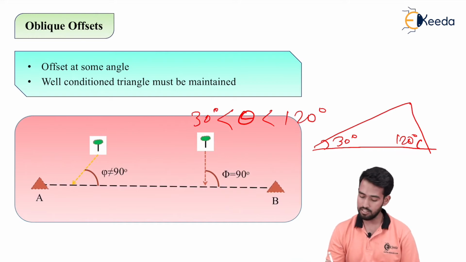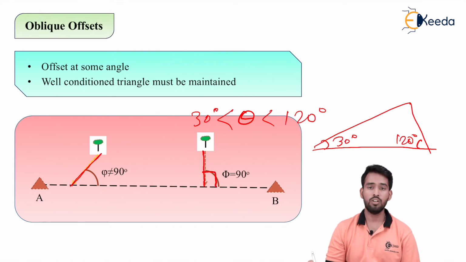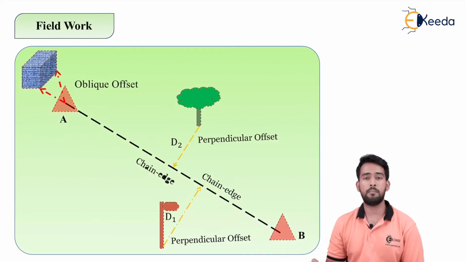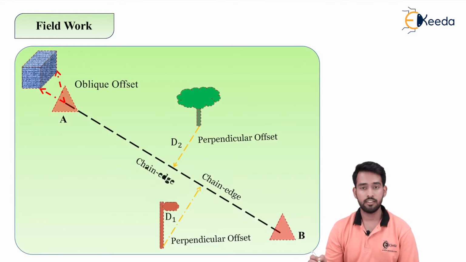Now we can see AB is your baseline. From AB we have drawn an offset at an angle not equal to 90 degrees. So it is known as what? Oblique offset. And here we have drawn an angle equal to 90 degrees. That is known as your perpendicular offset. So we have to mark two trees by using offsets. Moving on further, here I have given you a simple example of field work. In the field, AB is my baseline as we know. From AB, we have to plot this building, then this tree and a pole.